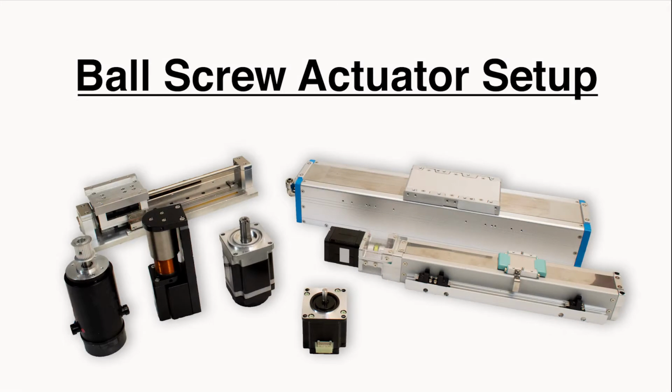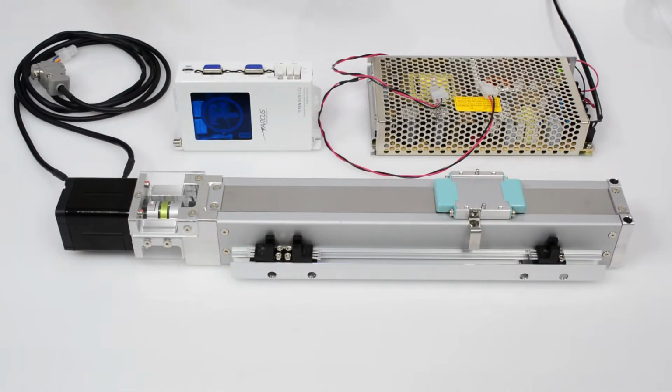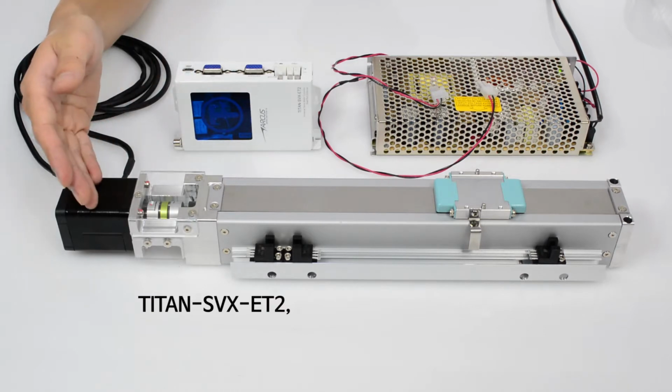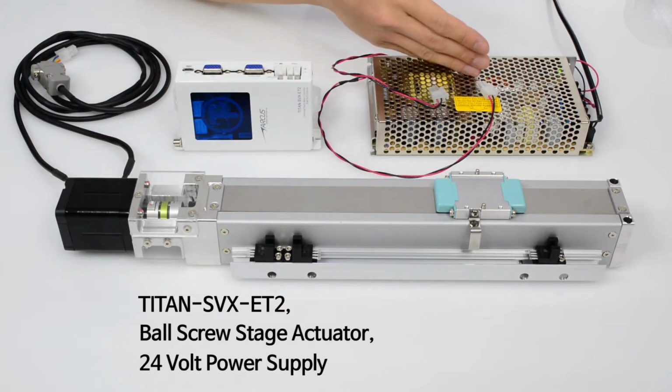In this video, we will go over how to set up a ball screw stage actuator powered by a stepper motor using the Arcus Servo TITAN-SVX-ETH2 controller. Here is a TITAN-SVX-ETH2 with a ball screw stage actuator with a 24-volt power supply.